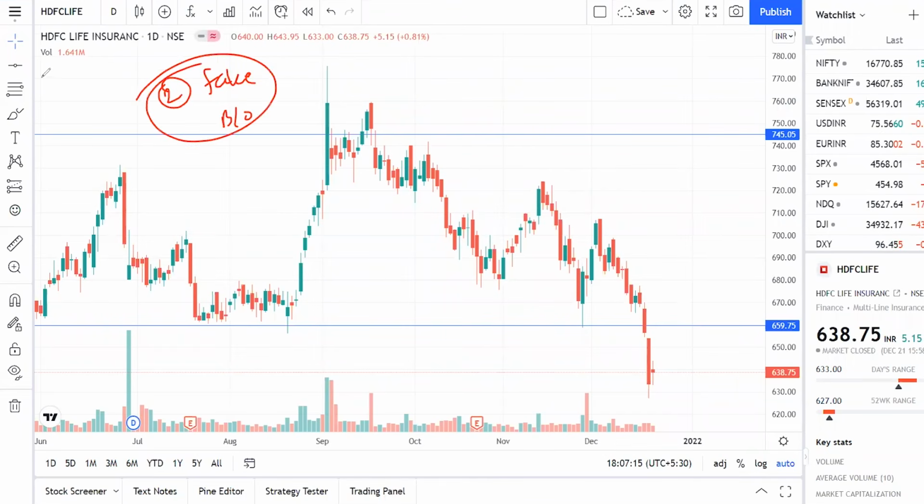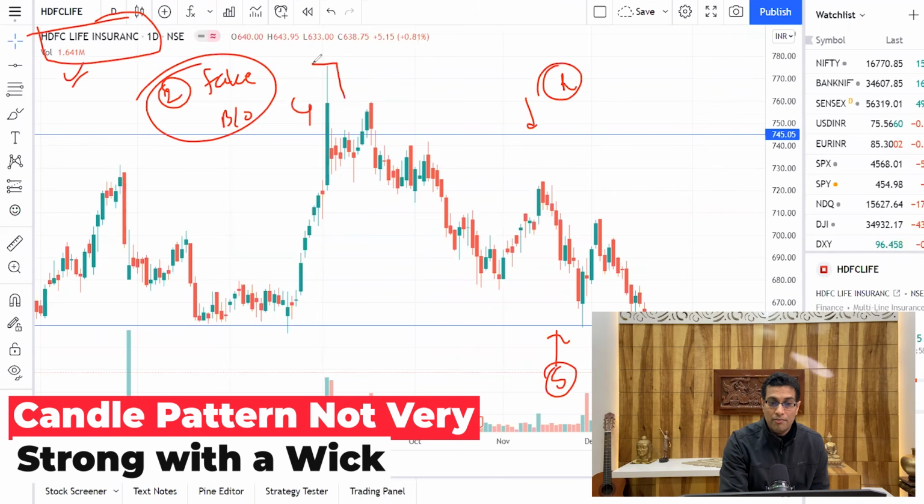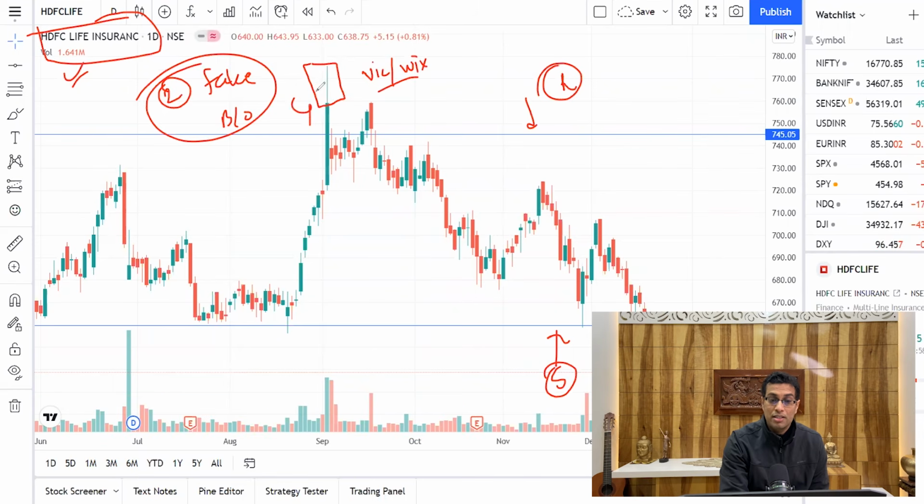Okay, happy to do it, right? So here we are taking a look at HDFC Life Insurance. This is your resistance line. This is your support line. This is a very strong channel. And here you see a big candle, right? But you see a very big wick, right? Wick or wicks, whatever you call it, right? So this is a very big wick.